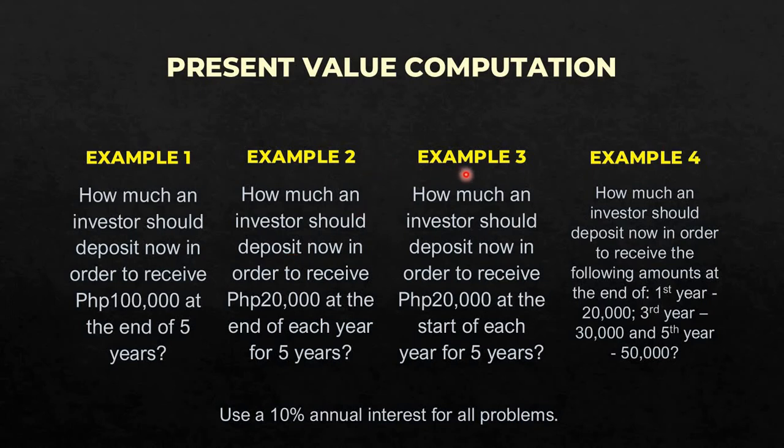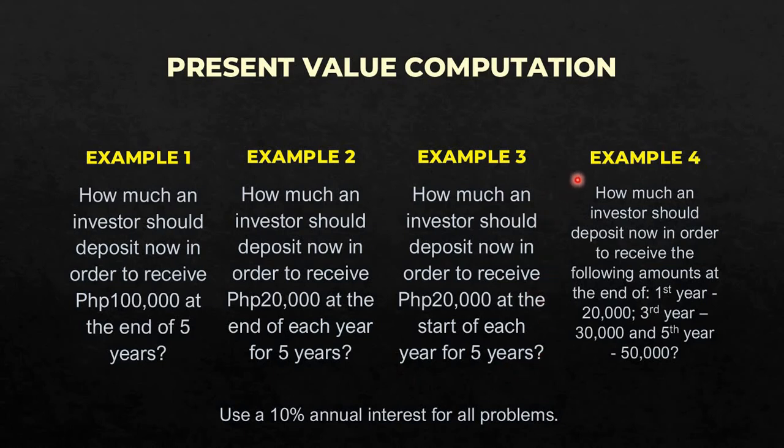Then, for example, number 3, how much an investor should deposit now in order to receive 20,000 pesos at the start of each year for 5 years? So, actually, yung example number 2 and number 3 are almost the same. The only difference is yung 20,000 dito sa example number 2, which is again a future value, will be received at the end of each year. Pero for example number 3, this will be received, the 20,000 pesos future value, at the start of each year, again within 5 years from the present date.